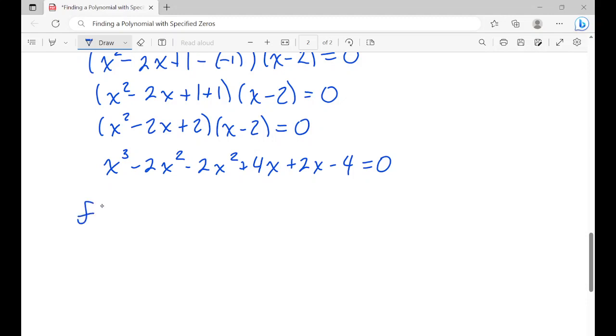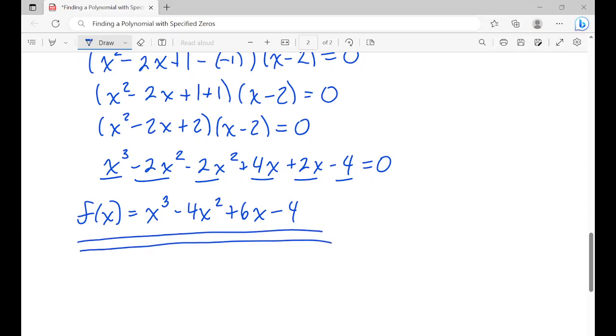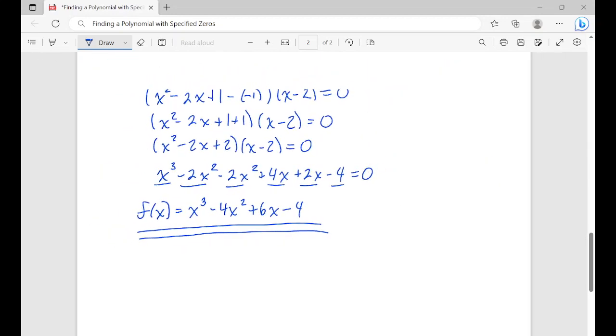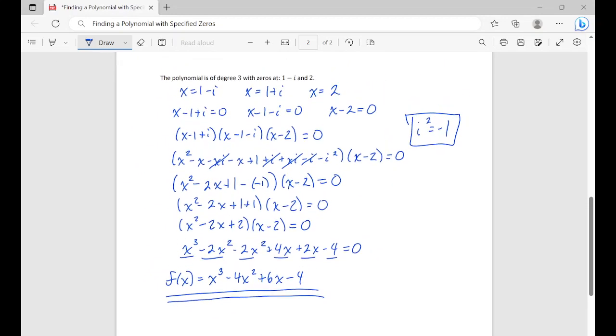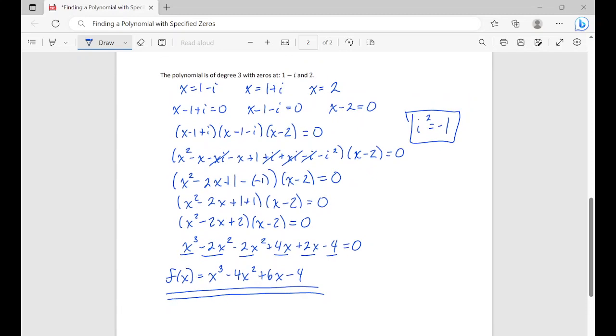So f of x is equal to x cubed, the only one I got there, negative 2x squared and negative 2x squared, negative 4x squared, 4x and 2x, going to give me 6x, and then negative 4. And that's all there is. So this is the polynomial that we get from the information, a degree 3 with these given zeros.